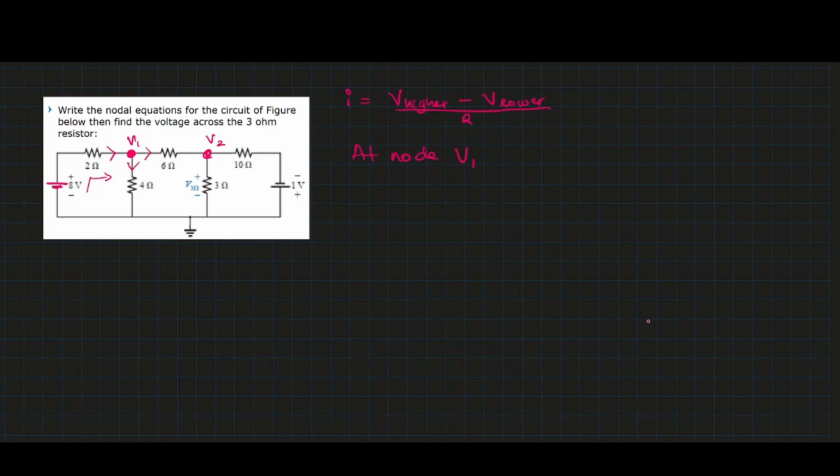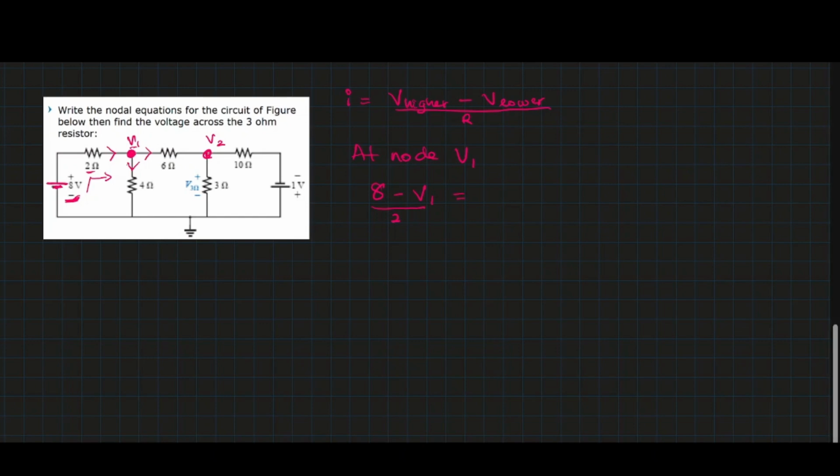So the current for this particular place will be V higher minus V lower. In this case, V higher is 8 volts, minus V lower, which is V1, because voltage will drop across these 2 ohms. So it's V1 all over the 2 ohms. That's why I say this doesn't need to be registered as its own node, because of this 8 volt source there. Now that's the current entering the node.